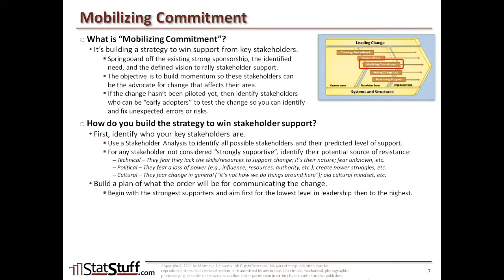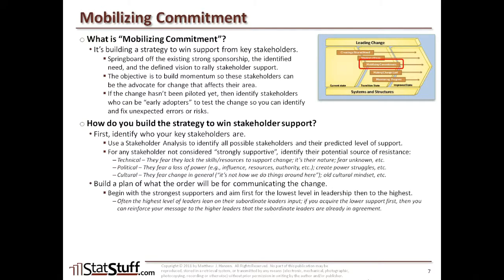You might want to begin with the strongest supporters and aim first for the lowest level of leadership, then to the highest. Now there's a give and take on this perspective, but the idea behind this is that the highest level of leaders very often lean on their subordinate leaders for input, because they're the ones who know the details and know whether something's going to work or not. So if they have that kind of support at the lower level first, then that can reinforce the message that you communicate upwards to the higher level of leadership in that chain.